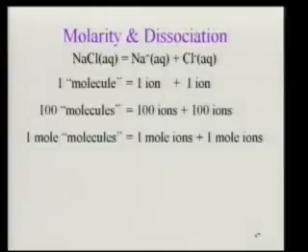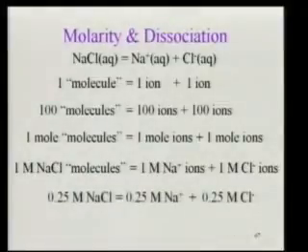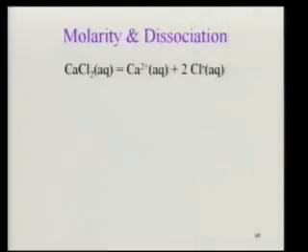Okay, follow the logic. So that means if I had 1 mole per liter of sodium chloride, what I would have is 1 mole per liter of sodium ions, 1 mole per liter of chloride ions. Okay? So if I had 0.25 molar sodium chloride, my concentration of sodium would be 0.25 molar, and 0.25 molar for chloride. Okay? Easy enough. Now, here's calcium chloride.